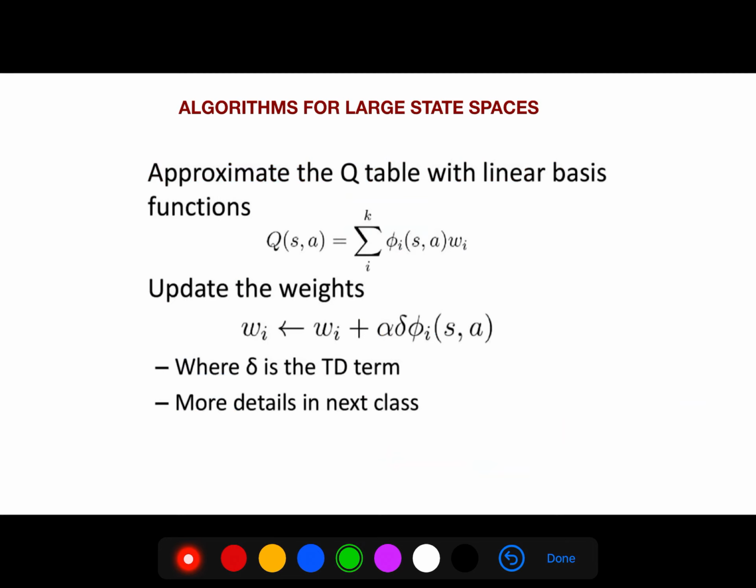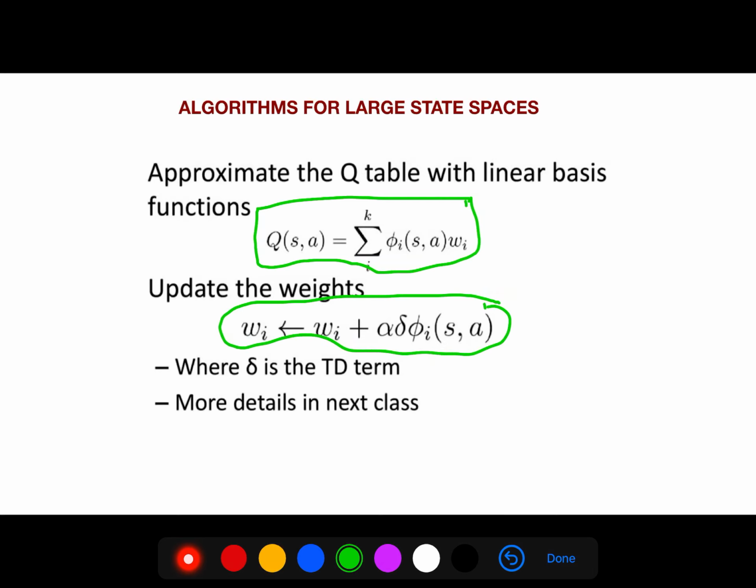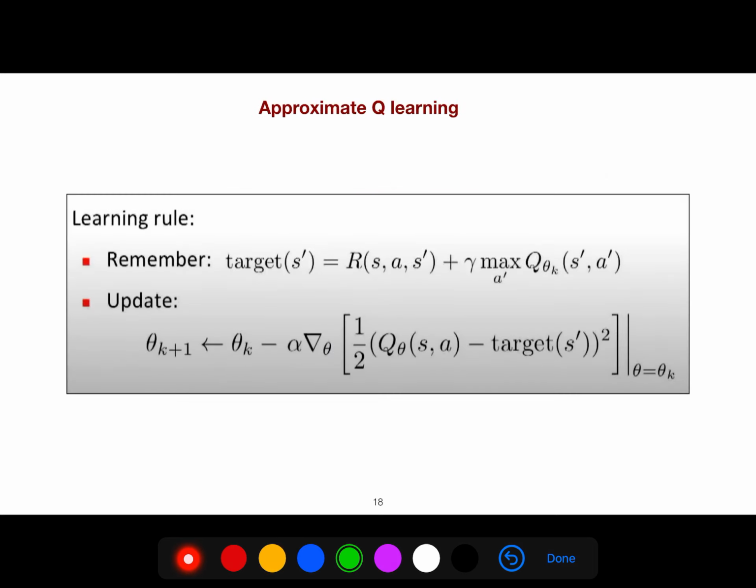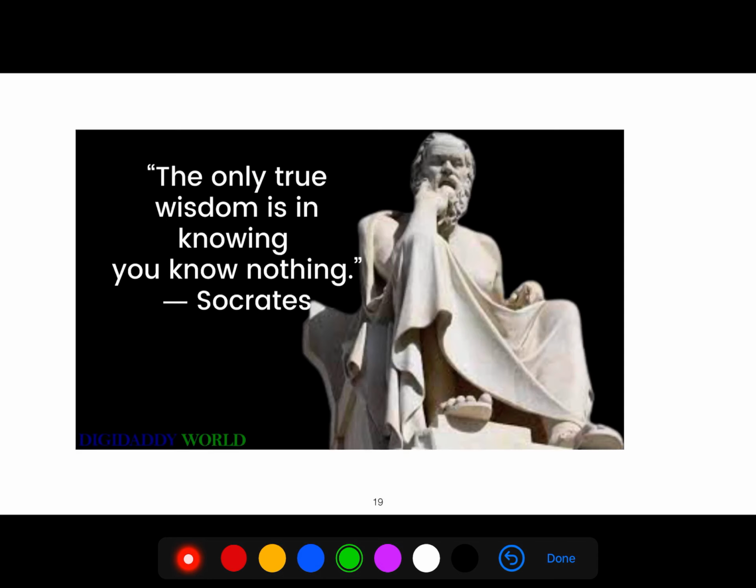And for large state spaces, the simplest algorithm is to approximate the Q table with a linear basis function, because we don't have enough memory to do it for all states. We also update the weights, because with neural networks you should update the weights. And so this is the approximate Q-learning. We try to reduce this gap, and finally your parameters converge.